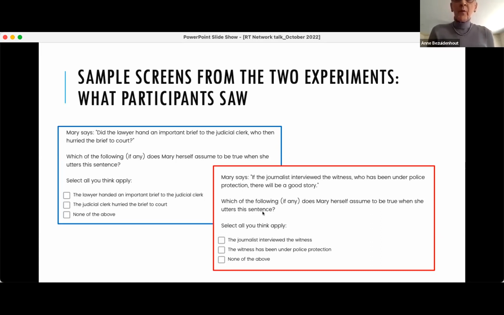And then the red one is the one with the if experiment. If the journalist interviewed the witness, who has been under police protection, there will be a good story.